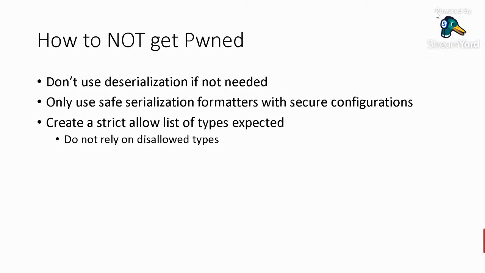And last thing, the list of disallowed types. I keep seeing it over and over again in applications, and it's really hard to manage and close down every single type that's malicious. So just use an allow list. You need to know what types you're deserializing, and check that you're only deserializing those types.